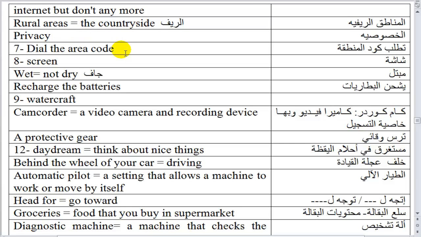7. Dial the area code. Screen. Wet, not dry. Recharge the batteries. Watercraft. Camcorder. A video camera and recording device. A protective gear.